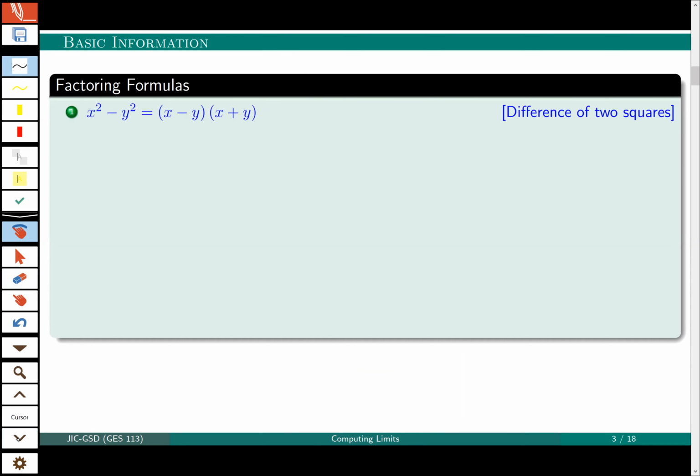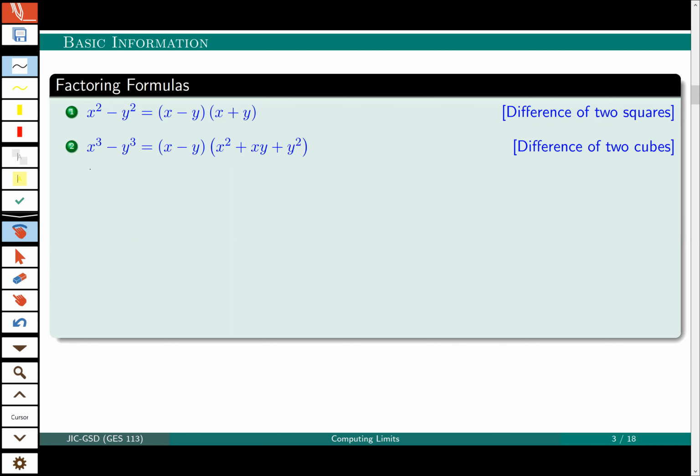The first concept from Math 1, or the first rule we need from Math 1, is the difference of two squares, where we have x squared minus y squared is equal to x minus y times x plus y, or you can say square root of the first, which is x, minus square root of the second, which is y, times square root of the first plus square root of the second.